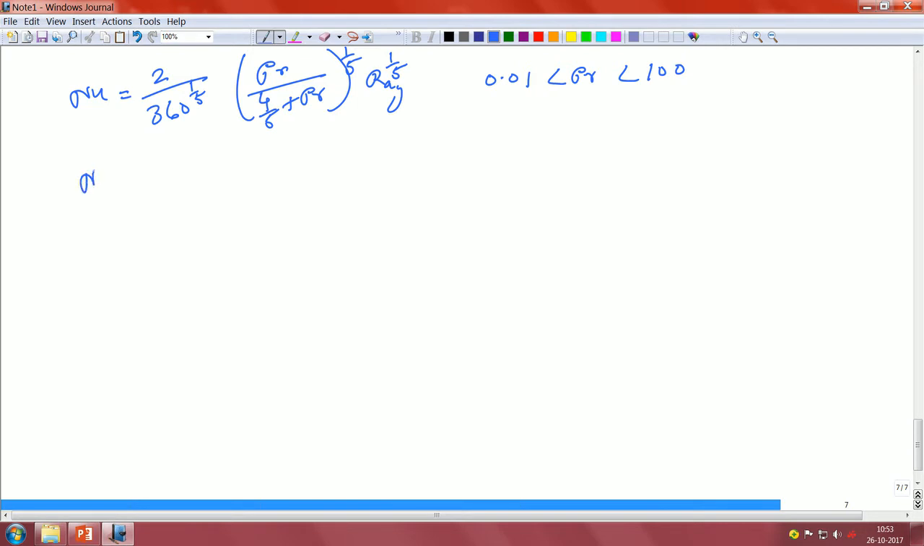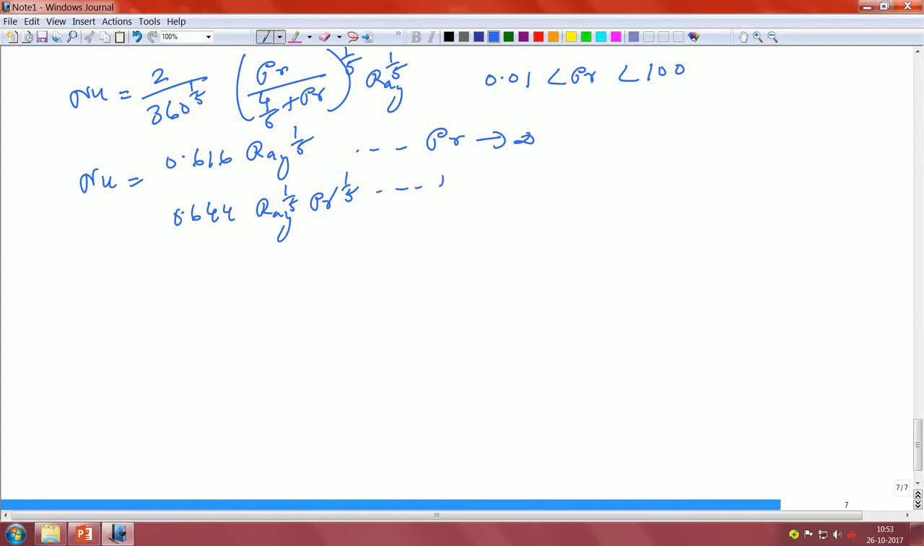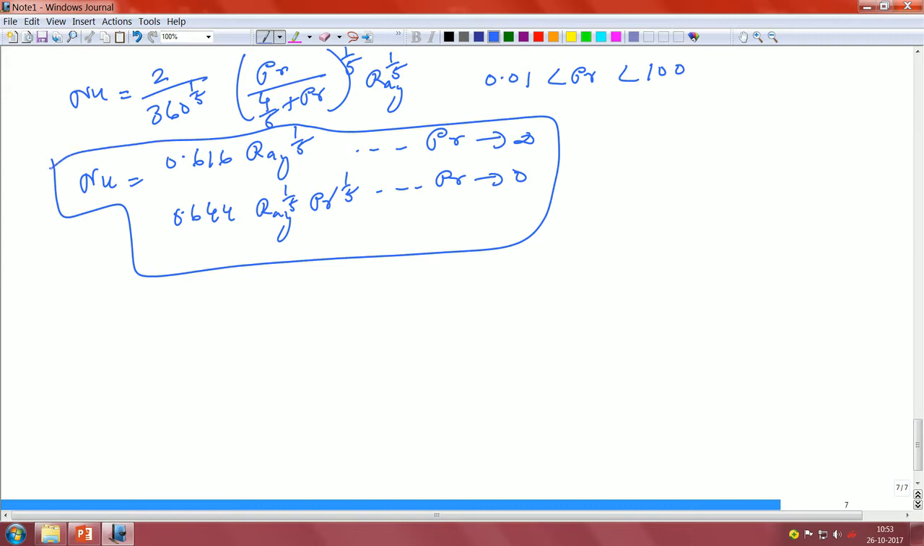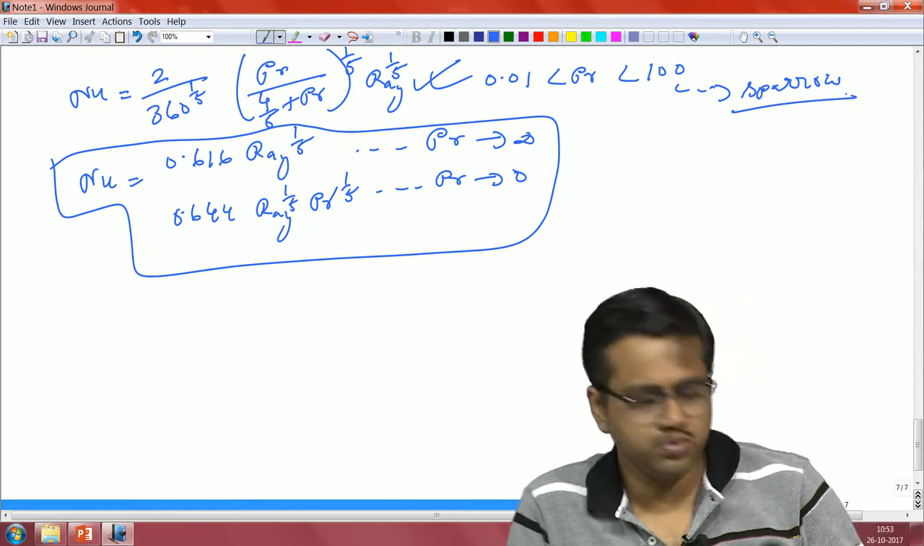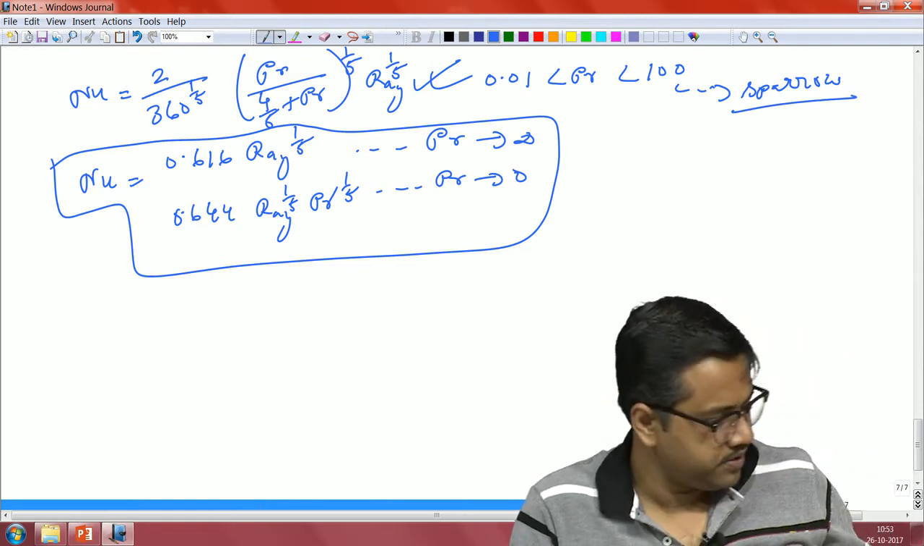In the two limits, 0.616 into Rayleigh number to the power of 1/5, and 0.644 Rayleigh number to the 1/5, Prandtl number to the 1/5. This is the general scaling, this is Prandtl number goes to infinity, this is Prandtl number goes to 0. So, these are the two quantities that you would get. But this is the most general scale that was found by Sparrow. These were the two most general scales that were found by Sparrow.